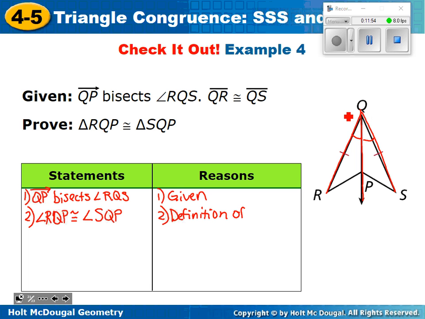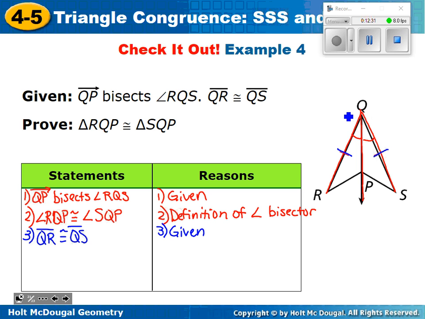And I would accept definition of bisects, but the better answer is definition of angle bisector because it's bisecting an angle. Okay, so definition of angle bisector splits the angle into two congruent parts. Okay, now we move back to the given. Don't forget we didn't write all the given down. So number 3, QR is congruent to QS. Given. Don't forget to mark your picture. QR is congruent to QS.